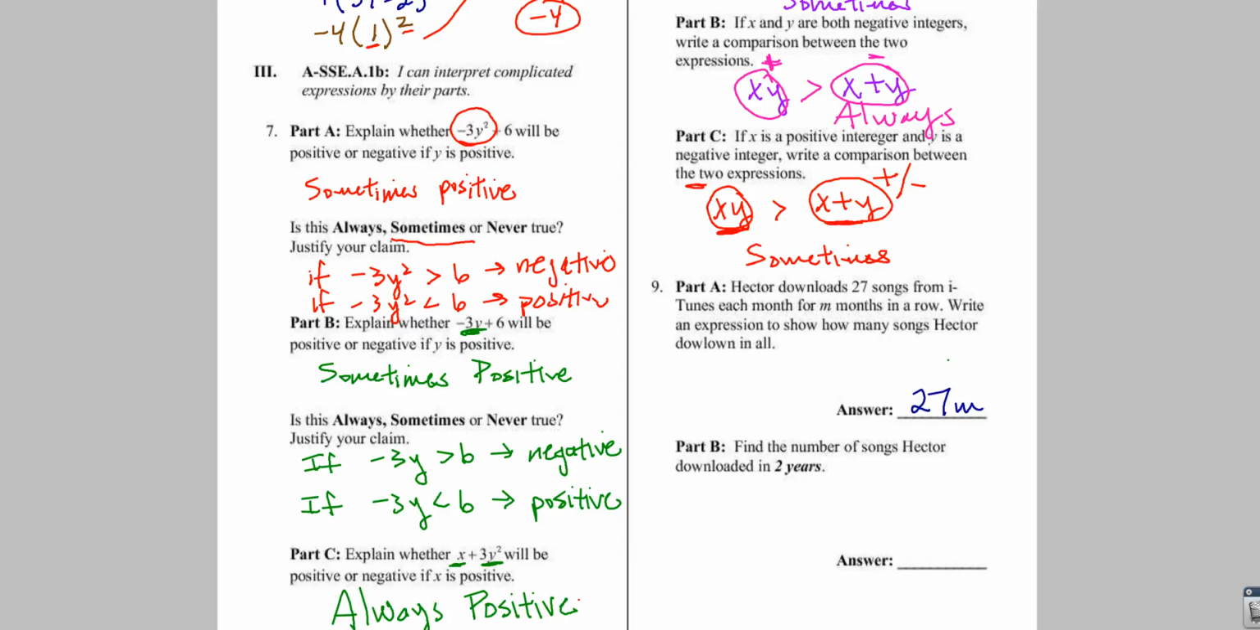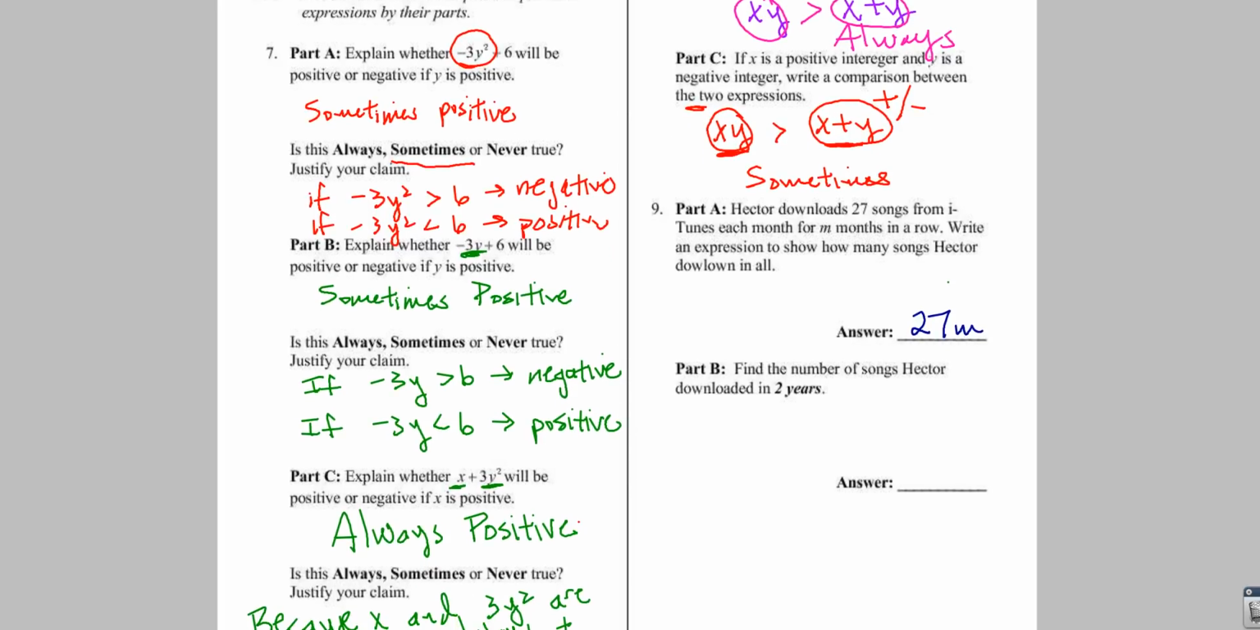And then part B, find the number of songs Hector downloaded in 2 years. Well, so 2 years needs to be converted to months. We know that there's 12 months in a year, so that's 24 months. So we're going to do 27 times 24. And 27 times 24 leaves us with 648 songs. So that's the end of our review.